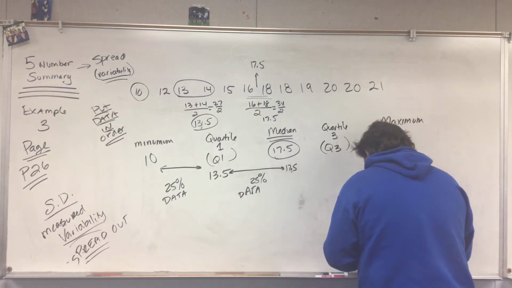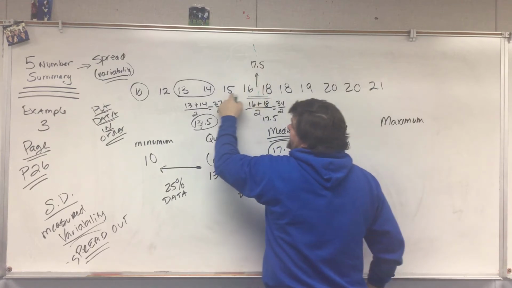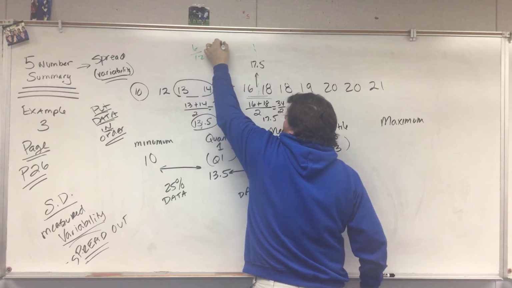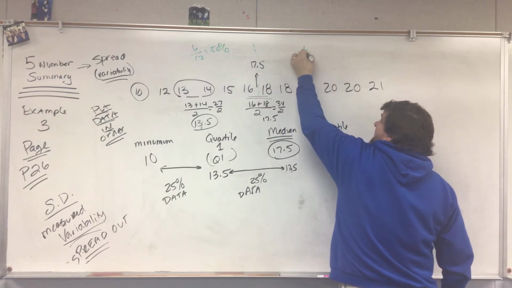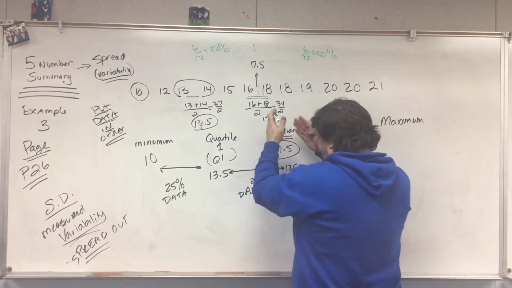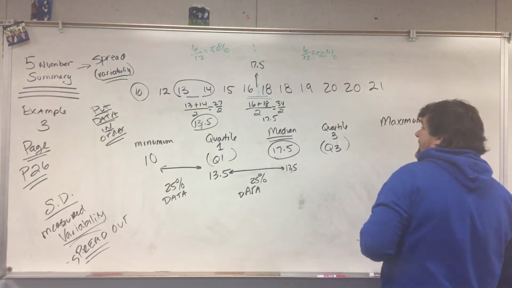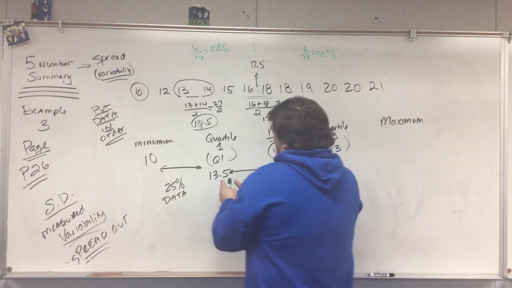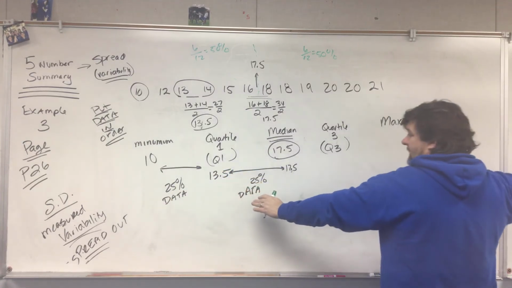So if we look at this, let's just figure it out. There's 6 data points over here. 6 out of 12 is 50%. There's 6 data points over here. 6 out of 12 data points is 50%. So the median signifies the exact middle. There's 50% of the data points on the left and 50% of the data points on the right. The quartiles figure out where there's 25% of the data on the left and 75% of the data on the right.